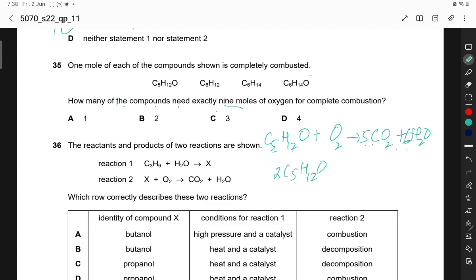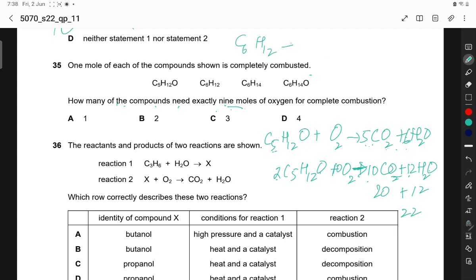2C5H12 multiplied by 2, O2 plus 10 CO2 to form 12 H2O, and 10 plus 12 is 22. So this is 22 oxygen atoms, and 10 plus 12 is 22. So this is 11 moles, not 9. This is incorrect.